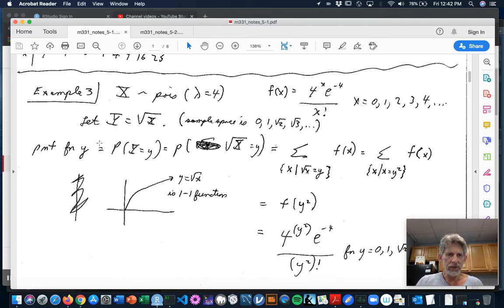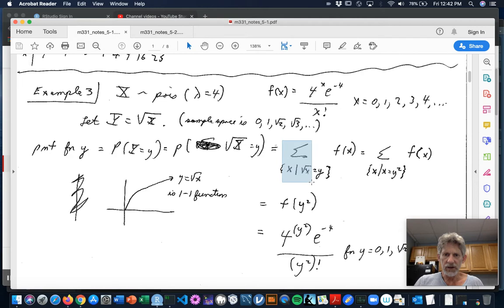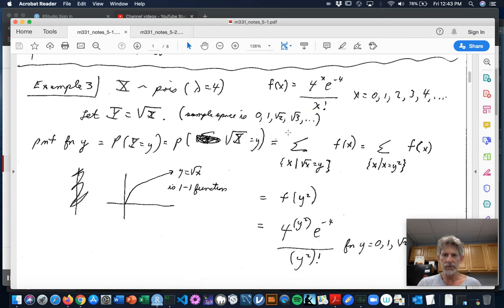So our probability mass function for y, the little g of y, is going to turn into, back solving approach, the probability that square root of x is y. And so we've got to sum up over all of the x's whose square root is little y, and that'll be just one of them each time, f of x. You could also think of the x's as being the squares of these square root variables as well. That's totally fine.